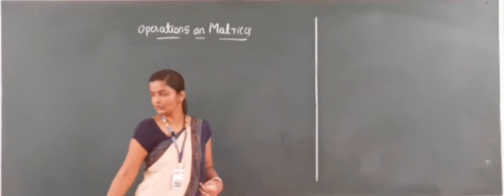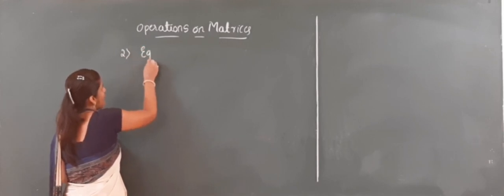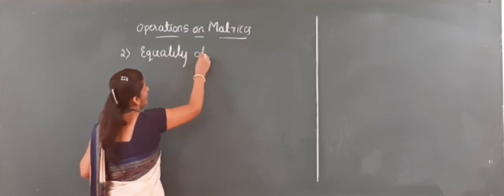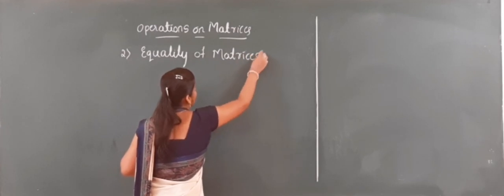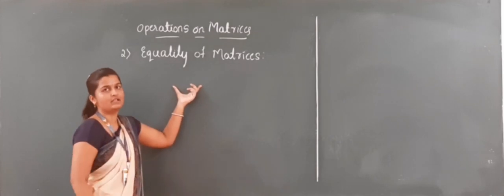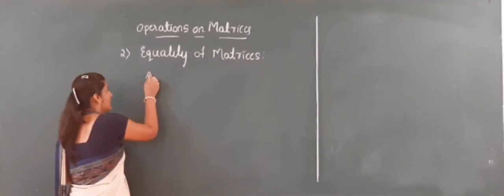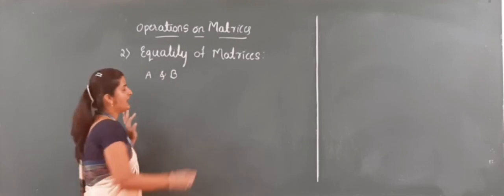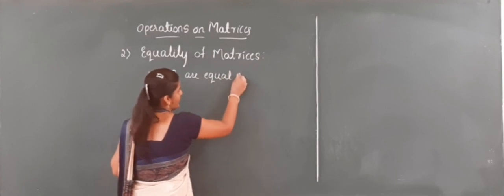Okay, so I will move to the next operation, that is equality of matrices. What do you mean by equality? Two numbers are said to be equal if both are equal. Similarly, when two matrices are equal, I will take one matrix as A and another matrix as B. A and B are equal matrices.